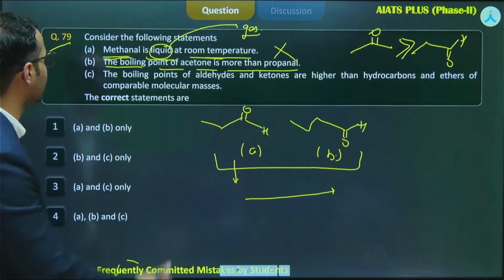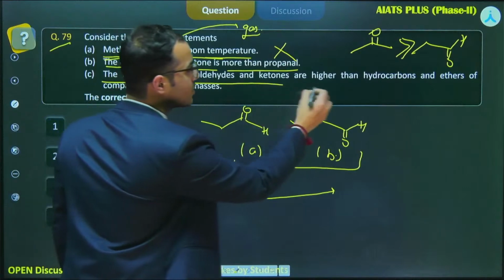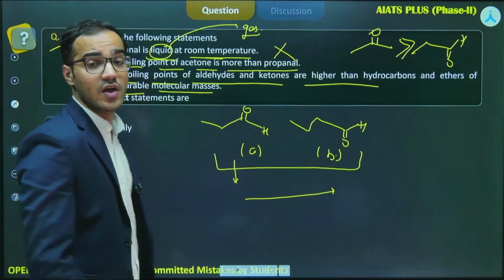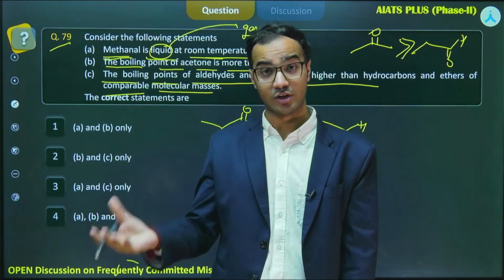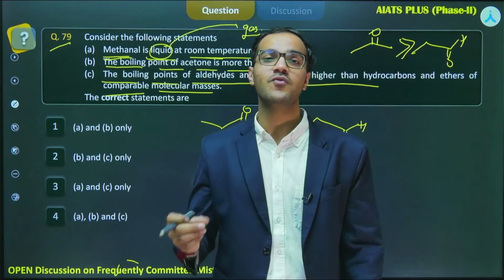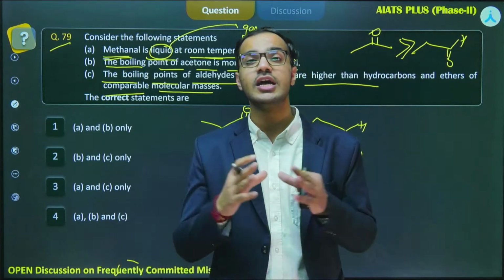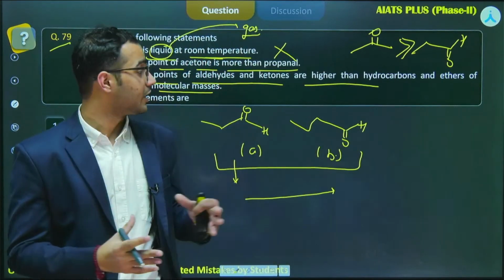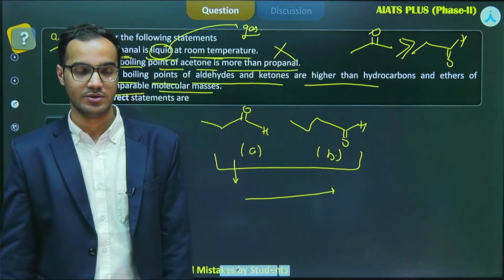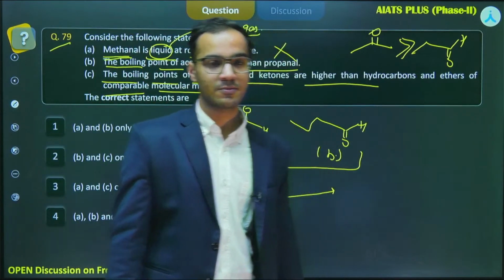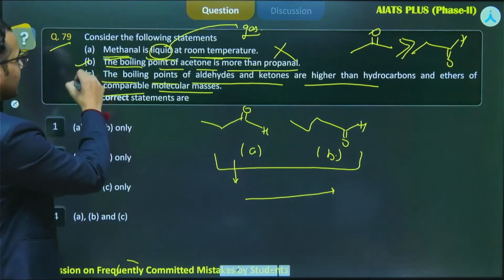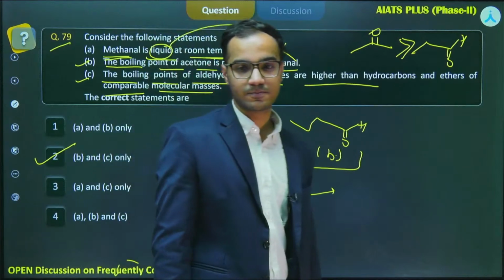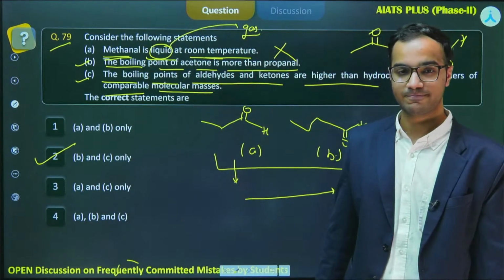Moving to the next part, the boiling points of aldehydes and ketones are higher than hydrocarbons of comparable molecular formula. We have already discussed that this point is absolutely correct, because of the higher dipole-dipole interactions in aldehydes and ketones, which is not the case in ethers as well as hydrocarbons. I hope this is clear to you all, which makes B and C, option 2, the correct answer of your question.